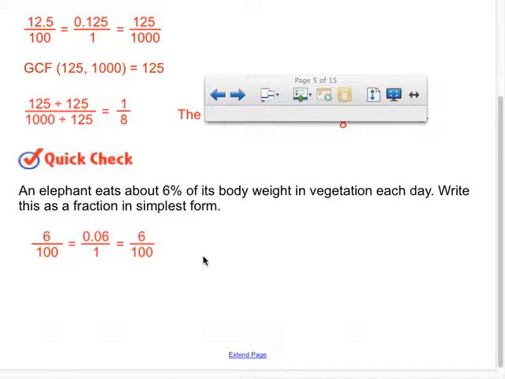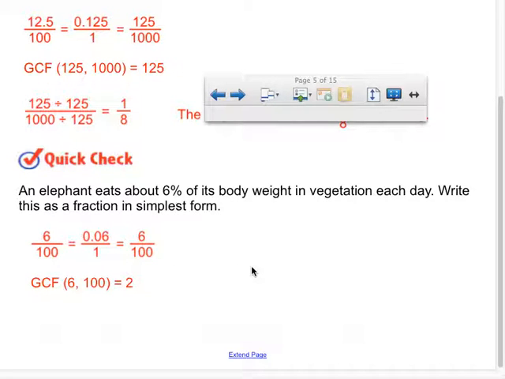Now, what's the greatest common factor of 6 and 100? 2 is the biggest number. 3. What are the factors of 6? 3 and 2, right? Can 2 go into 100 without a remainder? Yes. Can 3 go into 100 without a remainder? No. Can 2? So the GCF is 2.